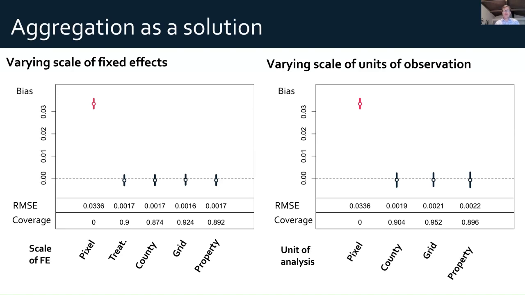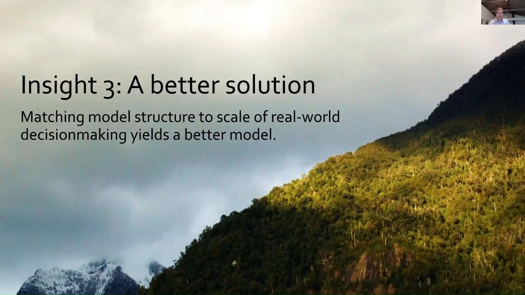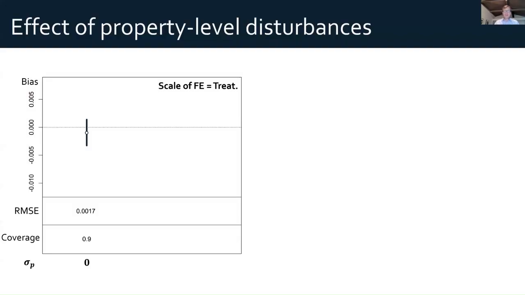Why might we want to do a model at a property unit of analysis over just a standard difference in differences? The more complete answer is that we might want to match the model structure to the scale of real-world decision-making that we believe exists within a landscape. So in this experiment, I'm going to show you the effect of property-level disturbances. If some property owners are soy farmers actively clearing a frontier, and other property owners are harvesting non-timber forest products from the forest and not actively deforesting, we might think that those individual property owners are a big part of what determines whether a given pixel gets deforested.